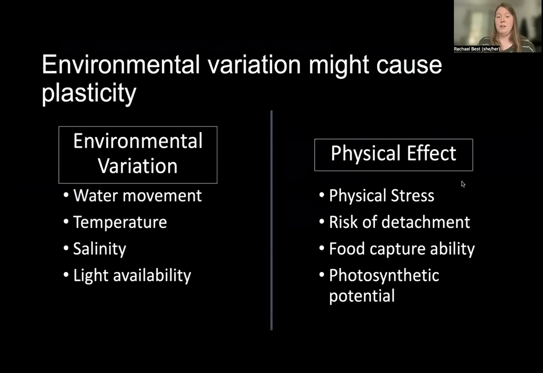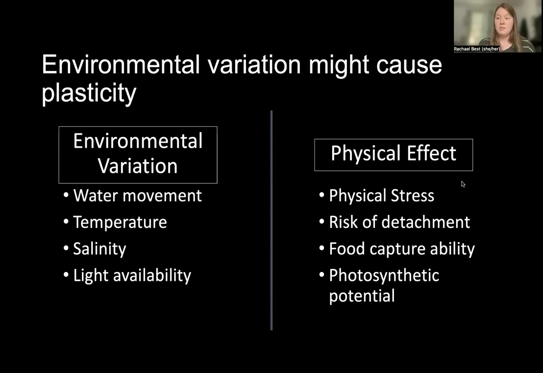And so environmental variables that might lead to plasticity are things like water movement, temperature, salinity, and light availability, because they can have an effect on physical stress. They can increase the risk of colony detachment. They can influence food capture availability, and they can also have an effect on the photosynthetic potential of the symbionts.